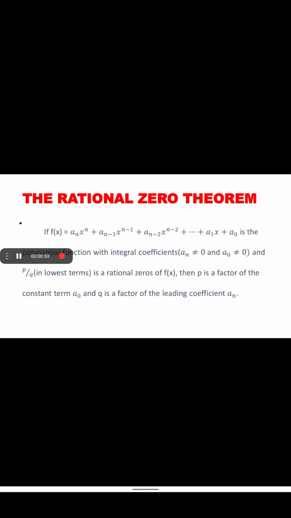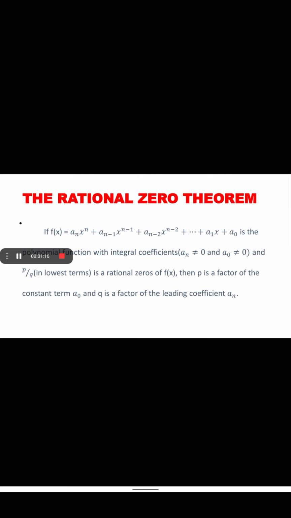And p by q, we know the format of a rational number. It's in the format p by q, right? That q is not equal to 0. Here this p by q is a rational zero of f of x. Then p is a factor of the constant term and q is a factor of the leading coefficient a_n.